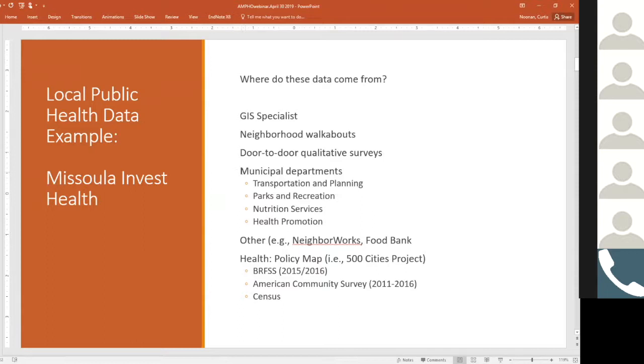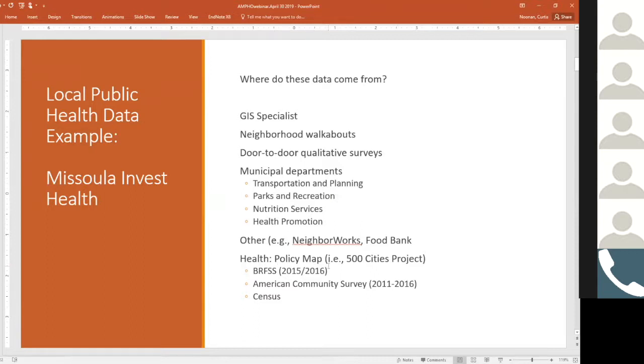And then, as I mentioned, part of their larger network involves collaboration with lots of other agencies and divisions within the city and county of Missoula. So they got input from transportation and planning, parks and rec, nutrition services, et cetera. And then they also have other nonprofits that are participating in providing data for their maps in general, so that they can locate where there is access to services and whatnot.